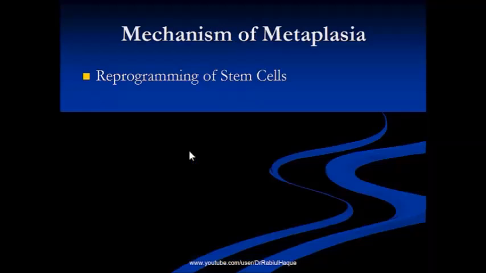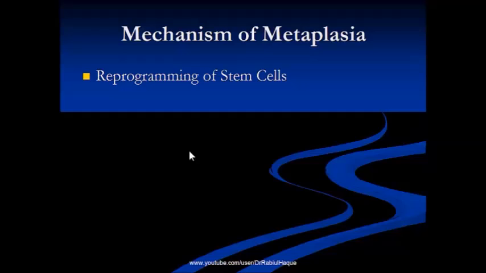The last point I would like to say about metaplasia is the mechanism of metaplasia. Now, how does metaplasia occur? Remember, we are not changing. In the definition I said replaced. Squamous cell is not getting converted to columnar cell, or columnar cell is not getting converted to squamous cell. They are replaced. Newer cells are forming, and the mechanism is reprogramming of the stem cells. This is very important. You have to know this.